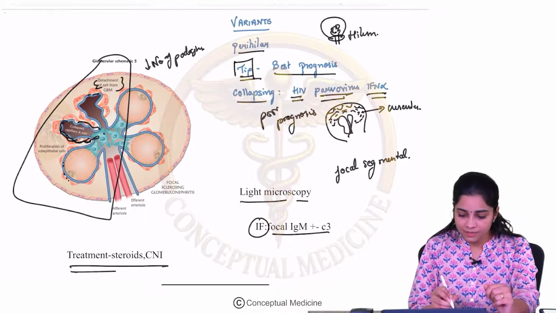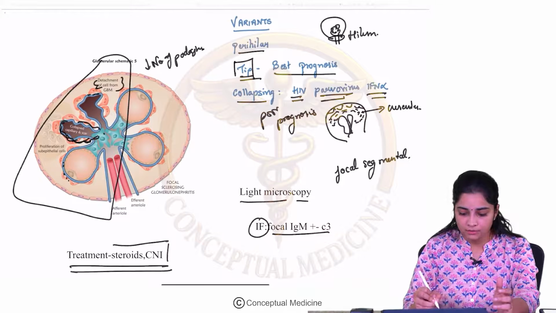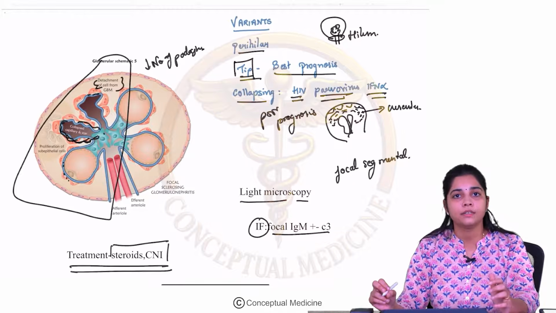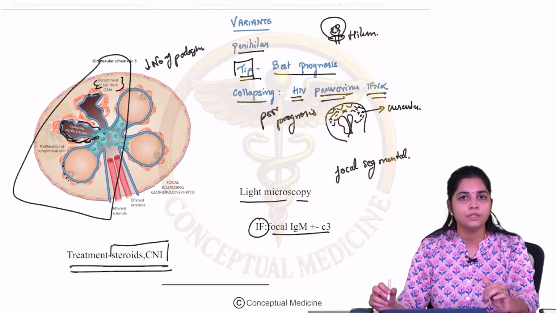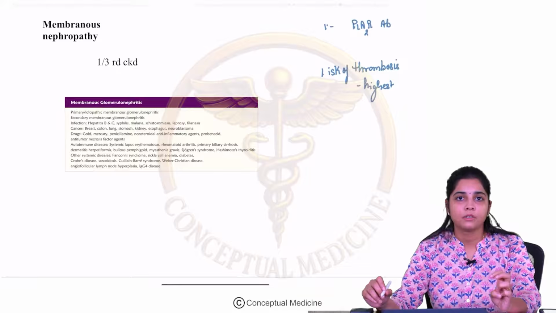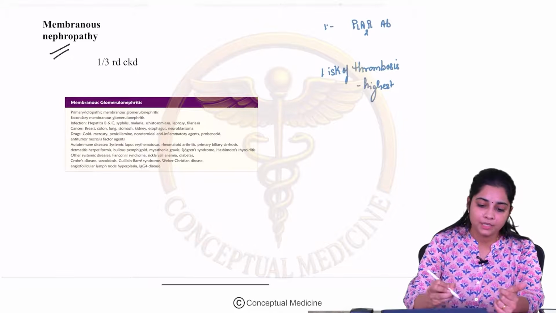So, what is the treatment? Treatment is treatment of the underlying cause, and treatments include steroids and calcineurin inhibitors. So, you treat the underlying cause and you also treat with steroids and calcineurin inhibitors. So, that brings us to the end of focal segmental glomerulosclerosis. Let us understand the third type of glomerular or nephrotic syndromes, which is your membranous nephropathy.